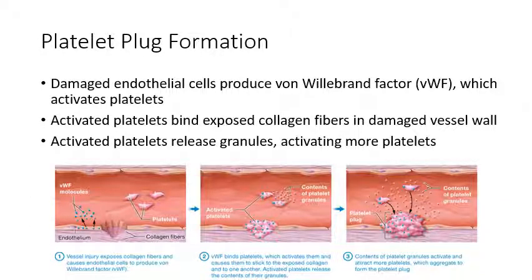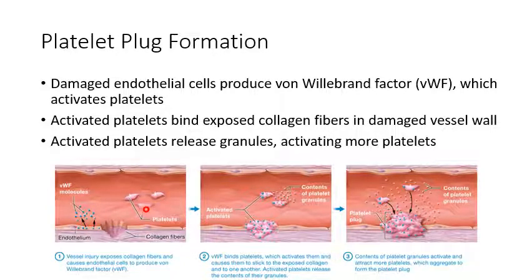Next, we have platelet plug formation. Whenever you have damage to the endothelium, you're going to have this protein called von Willebrand factor released. The endothelium is the simple squamous epithelium that lines the inside of all blood vessels. Whenever these cells are damaged, they start producing the von Willebrand factor, abbreviated VWF, and here it is, entering the blood. That is going to activate platelets that are passing by in the blood.